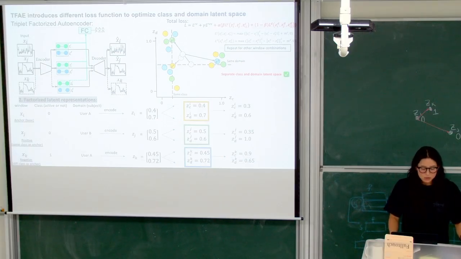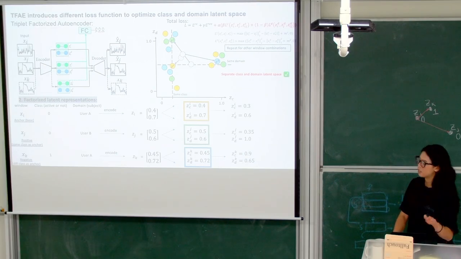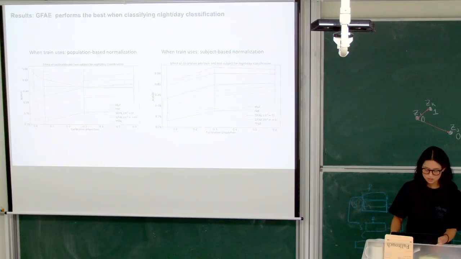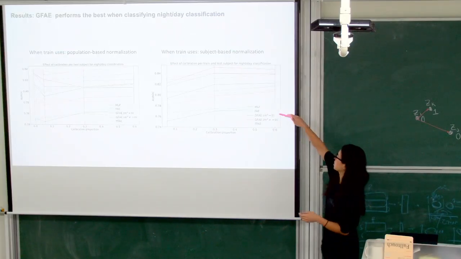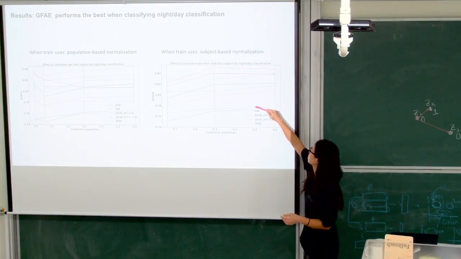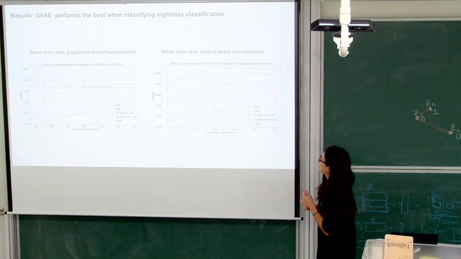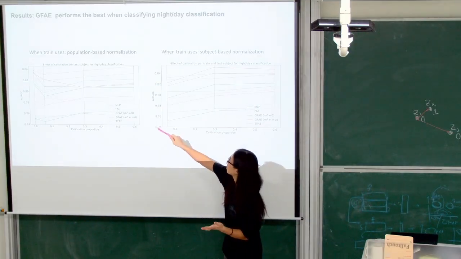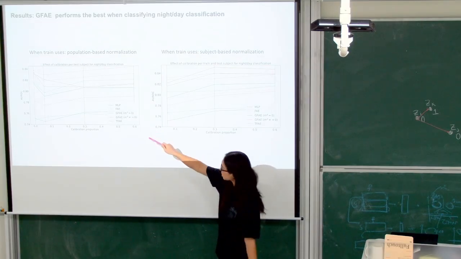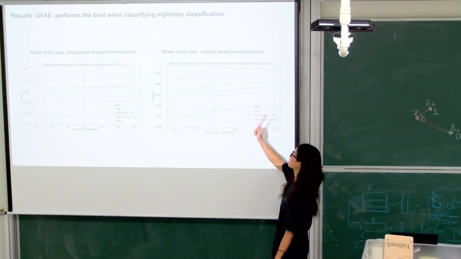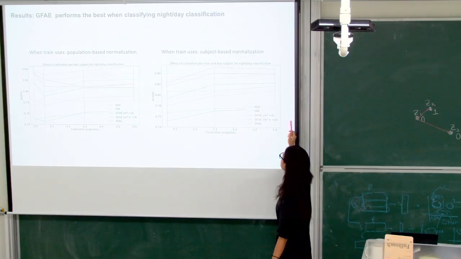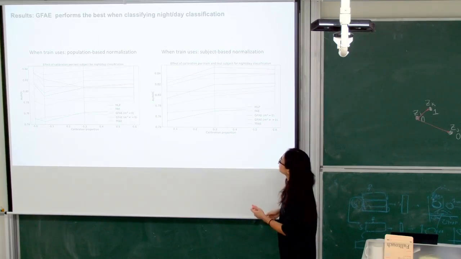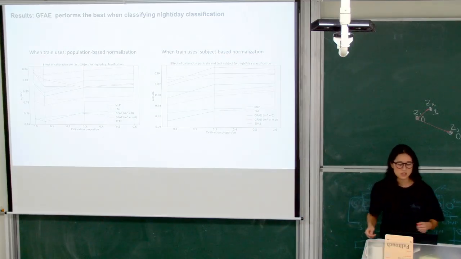So that was the end for their methodology, and I'll show you the results. MLP is just a multi-layer perceptron, just a regular deep learning model. This is again what we talked about when training is using population-based and training is using subject-based, and then we can see that GFAE has the highest performance.